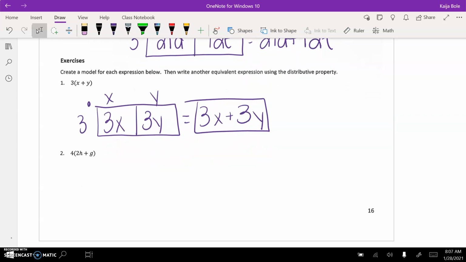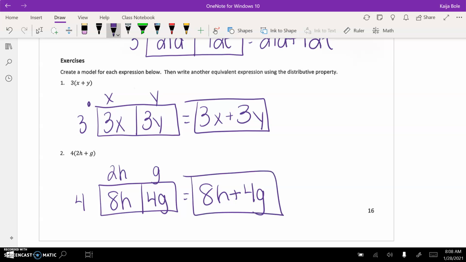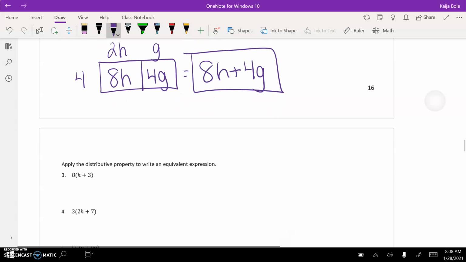And then the last one here, I've got my boxes. And I have a 2h and a g, and then the 4 on the outside. So 4 times 2h would be 8h, and then 4 times g would be 4g. So we have 8h plus 4g. And then you can go ahead and flip the page.